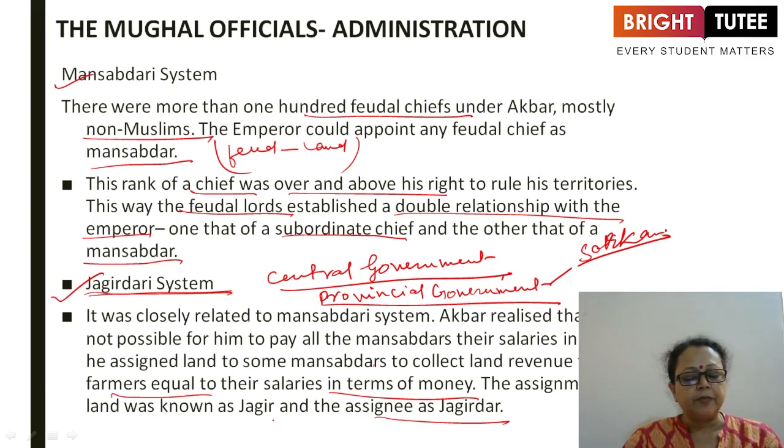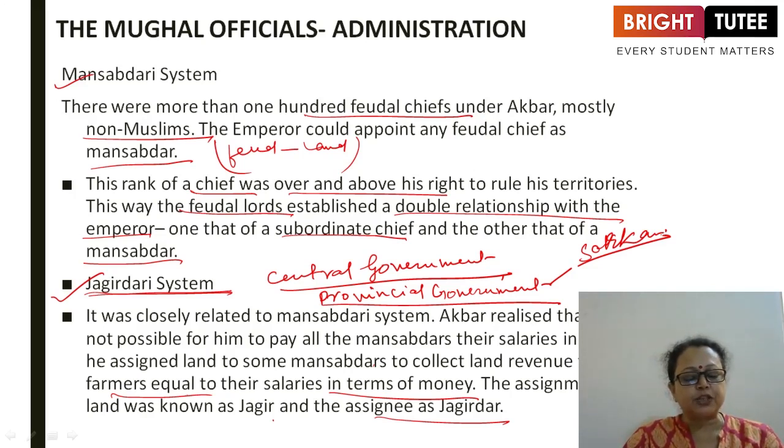Under this Pargana, there were three different officers who took care of it. Under the Sarkar, only one Faujdar was there. Now here, the three different officers were the Shikdar, the Amil and the Kanungo. The Sikdar was the head of the Pargana.